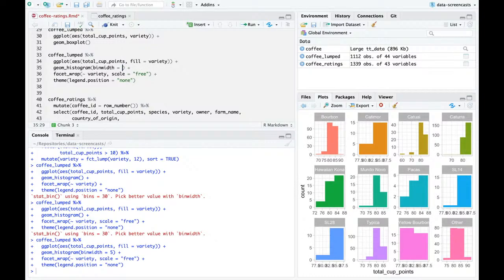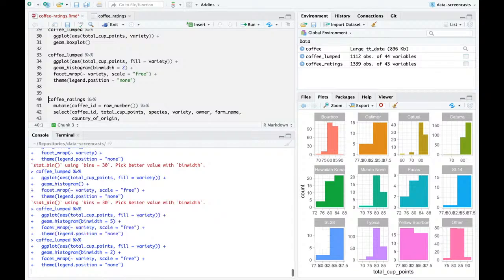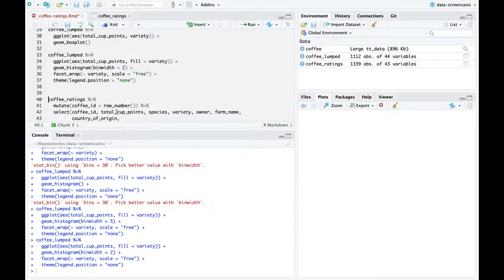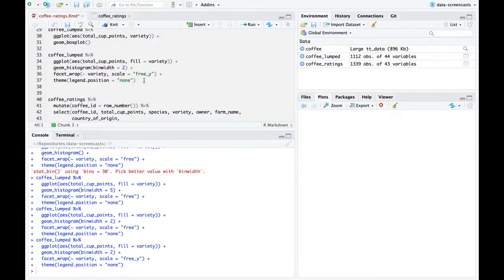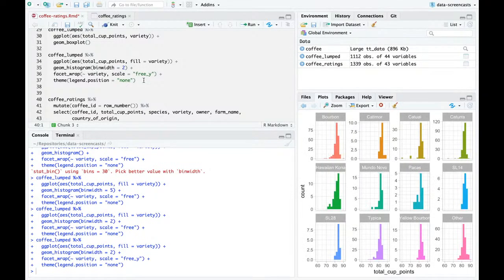Way too wide. This isn't too bad. There are a couple other ways we could do this, but the general idea is I wanted to ask: is the distribution of total cup points something like a bell curve within each? Very important. I need to scale free y, but not free x. Really important.